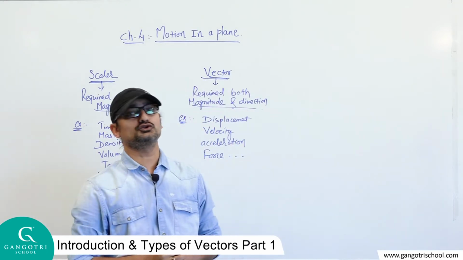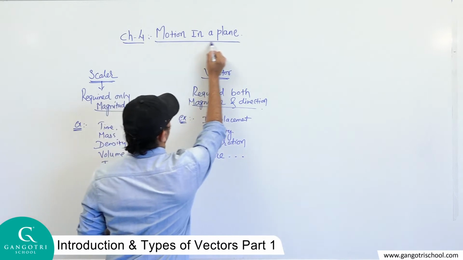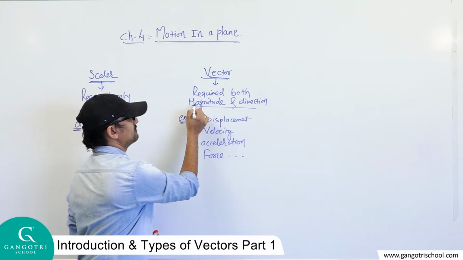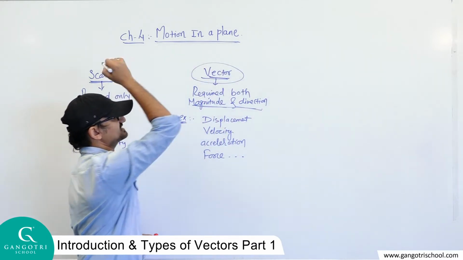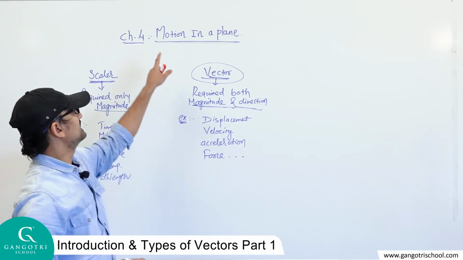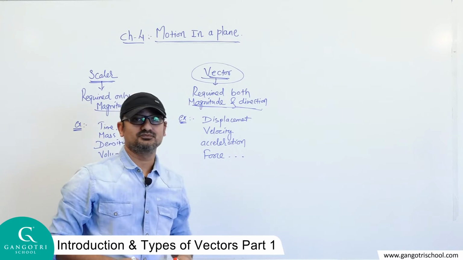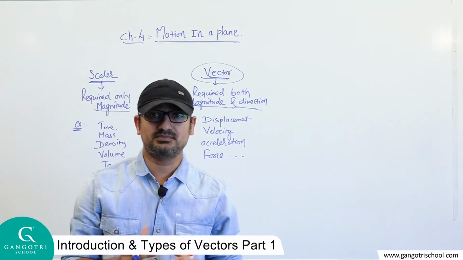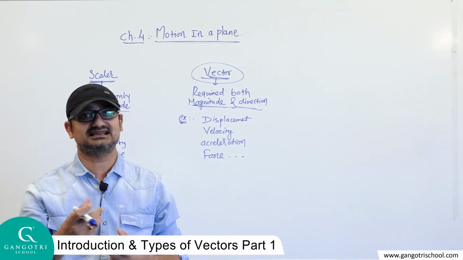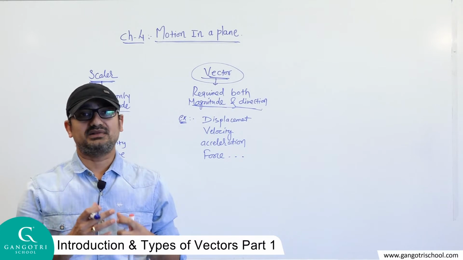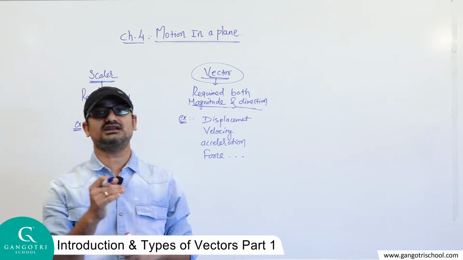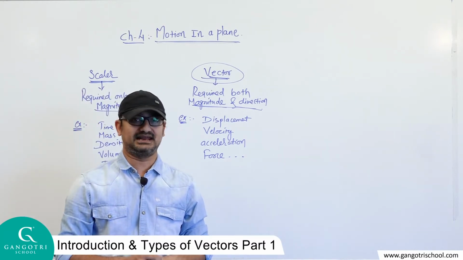One thing that I want to mention is that our chapter name is Motion in a Plane, and this entire chapter is based on magnitude as well as direction, means this entire chapter is based on vector physical quantities. Now as per the name, motion in a plane. Plane means xy plane. We know that direction wise we have three dimensions: x axis, y axis and z axis. So plane means either xy plane or xz plane or yz plane.